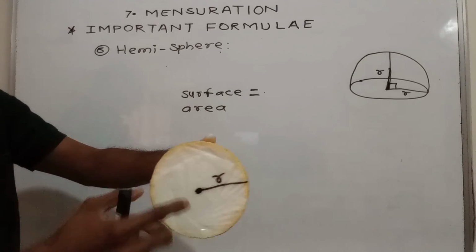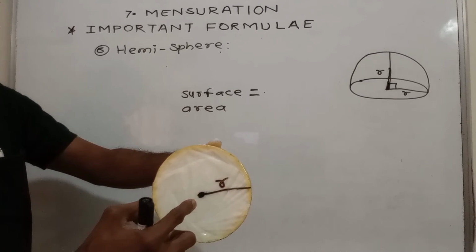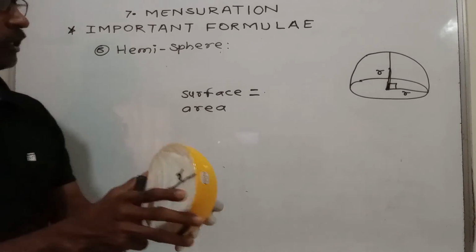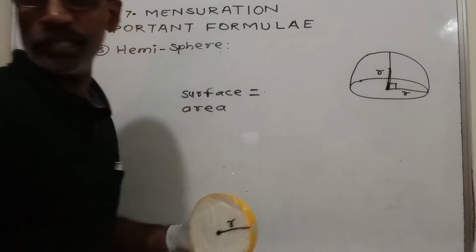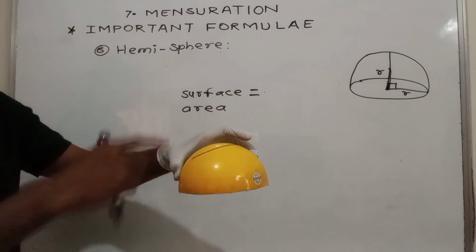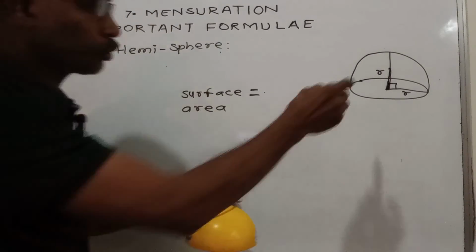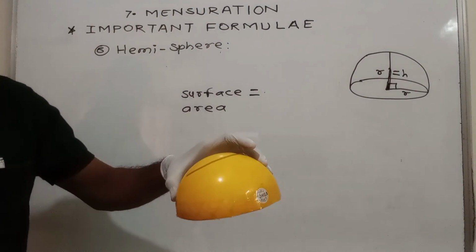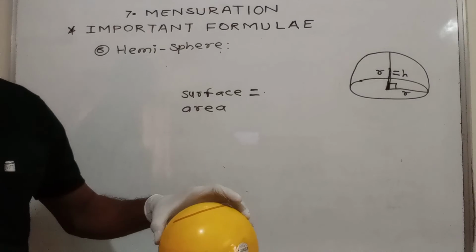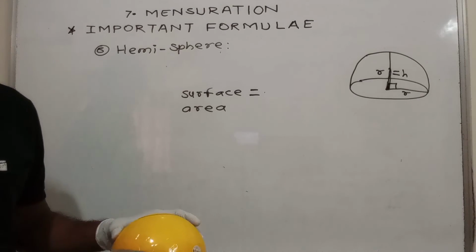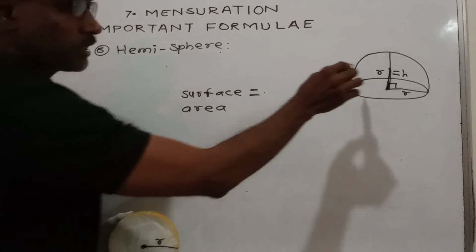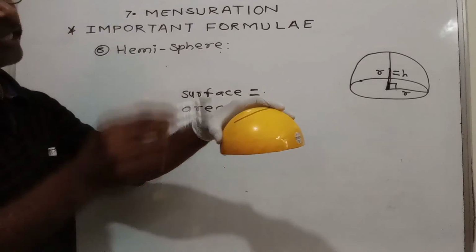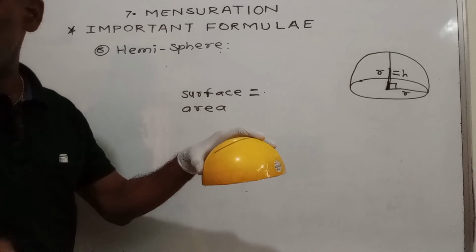Okay. Now in this hemisphere, this is radius. This is radius. And from this, when we pierce anything up to this, then that is also radius. And when we keep it this way, then we call this radius height also. But generally that is radius. When we keep it this way, that is height also.